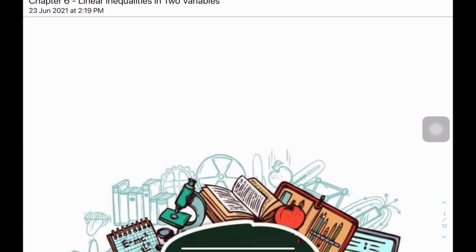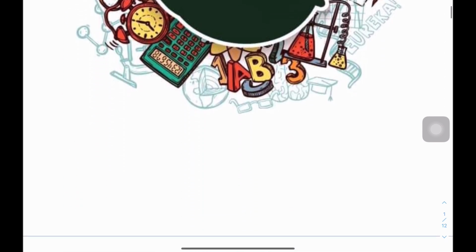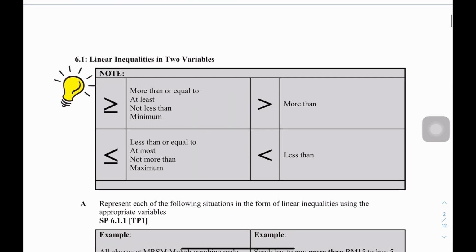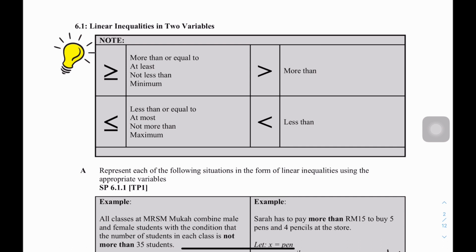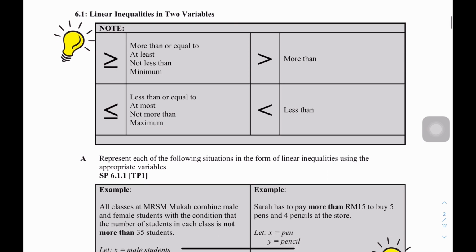So for today's class, we're going to look into a new chapter, which is chapter 6, linear inequalities in two variables. For the first subtopic, there are a few symbols that you need to be aware of. So this is the first symbol.